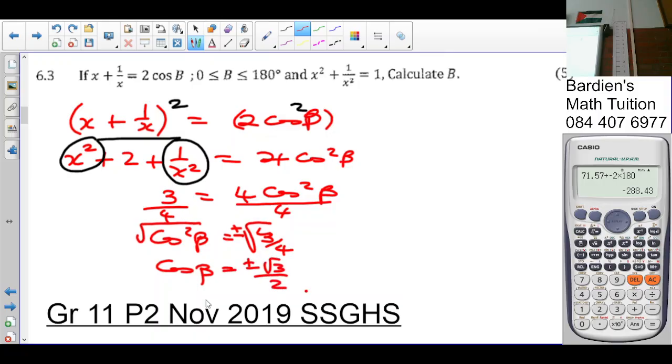So hang on. Root 3 over 2 is a special angle, not so? Okay, if you didn't know that, no problem. Arc cos of root 3 over 2 will give you 30 degrees. Not so.